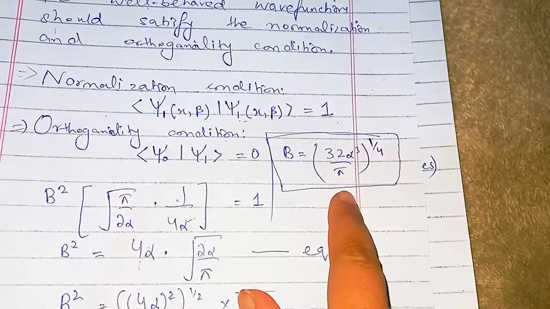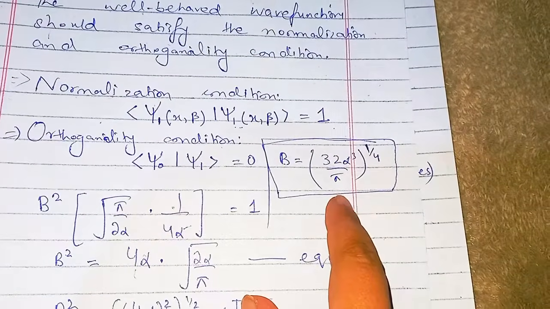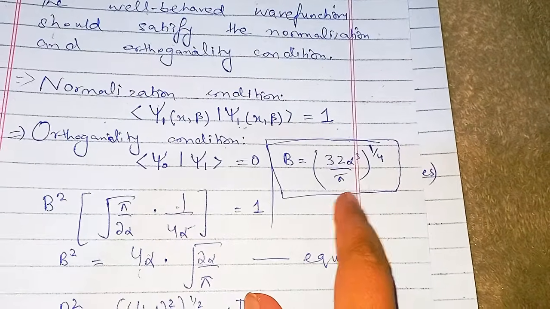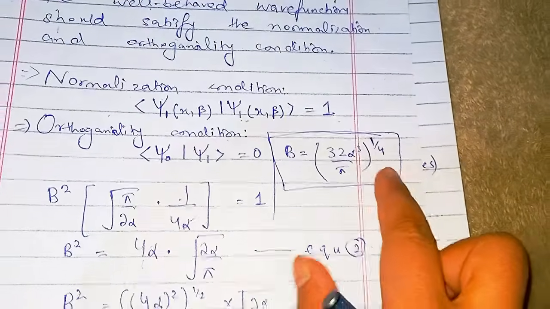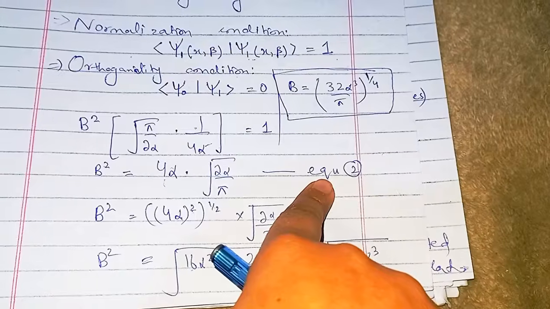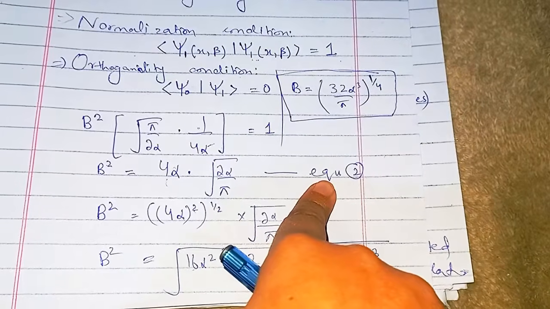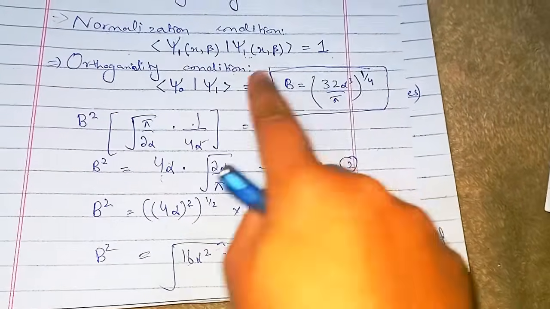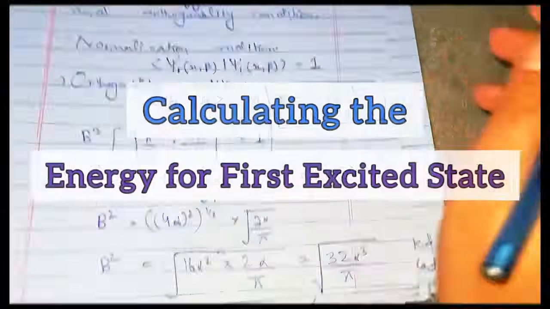Alright, this is the normalization constant for the first excited state wave function, you can say. Remember that form as well. We'll be putting it in later when we calculate the energy. So that is the normalization constant, remember that.